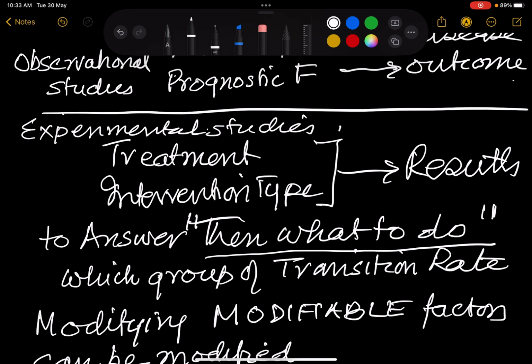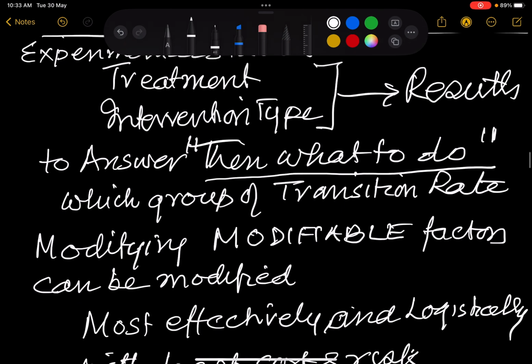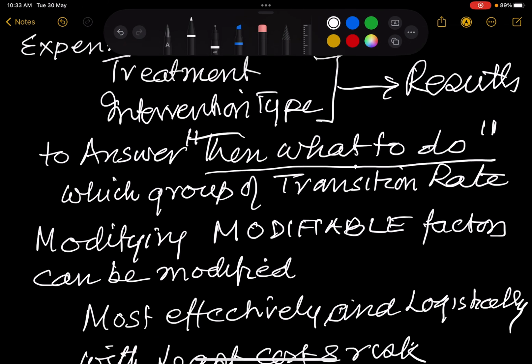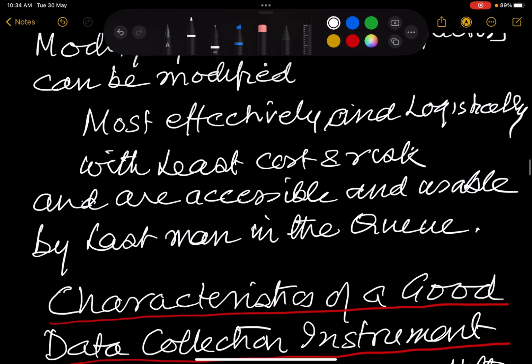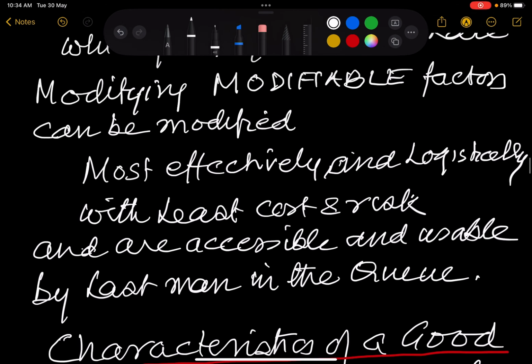Finally, after knowing what is causing what, you want to find out then what to do. So these are trying to develop policy or practice guidelines. Now, you collect the modifiable factors, you find out the most effective, logistically simple, to be done with least cost and least effects, least risks, and you collect all these factors and you frame a policy or a practice guideline. So, this is what you want to do with your results.